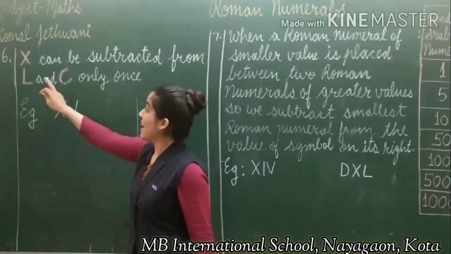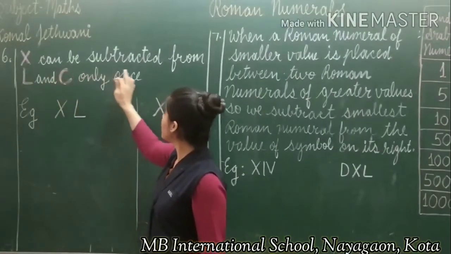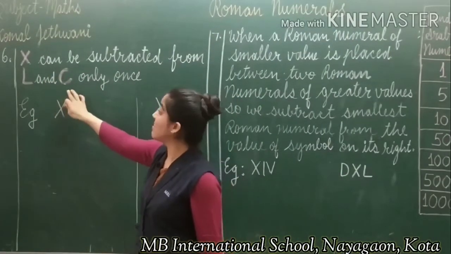Next rule number 6. X, 10, can be subtracted from L 50 and C 100.